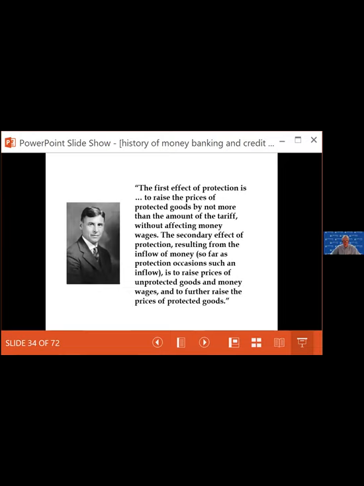The secondary effect of protection resulting from the inflow of money, so far as protection occasions such an inflow, is to raise prices of unprotected goods and money wages, and to further raise the prices of protected goods." So in his opinion, it is a no-win situation. In the short run, it's going to benefit those who are producing protected goods, but the cost of everything is going to go up. And so eventually, any benefit that's achieved that's going to be narrow is going to harm the entire economy as a whole. So he's basically arguing the case for free trade.